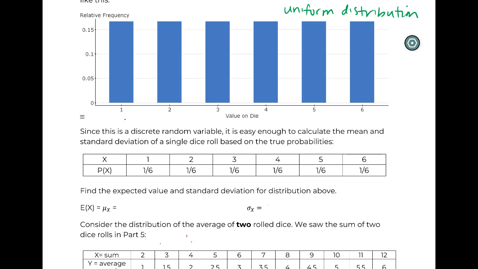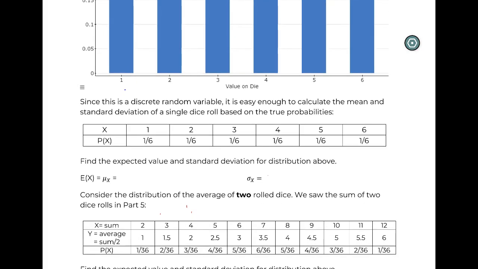And then we can make a little table of all the different probabilities for these outcomes, and they're all equally likely, 1 out of 6. If we wanted to, we could then find the expected value and standard deviation, which would be the mean and standard deviation. The mean is simple enough. It should be, since it's nice and symmetric, at the halfway point. So that's going to be 3.5.